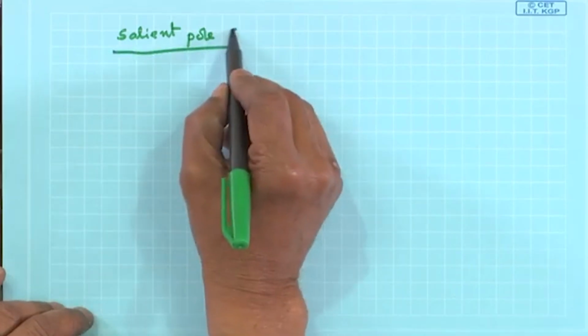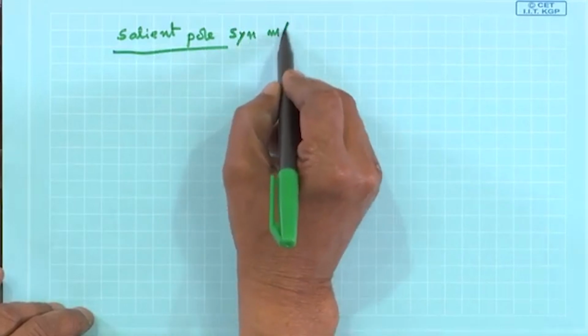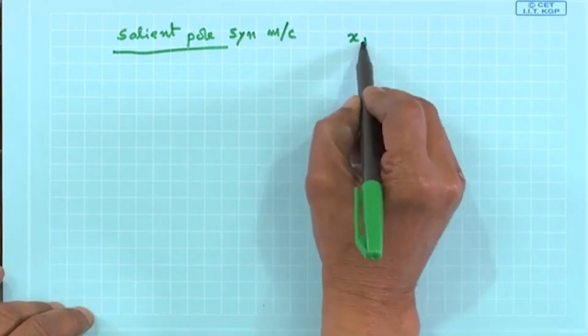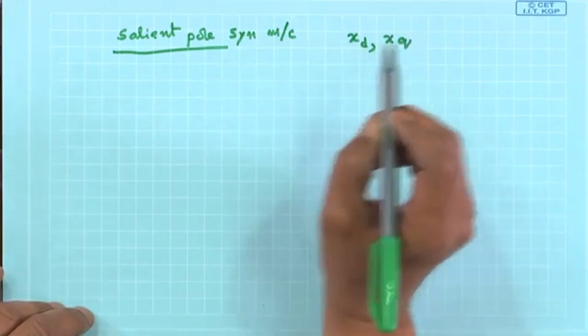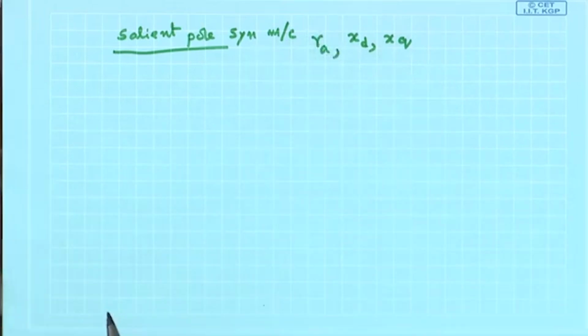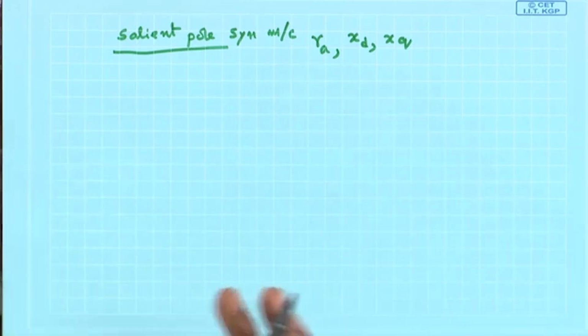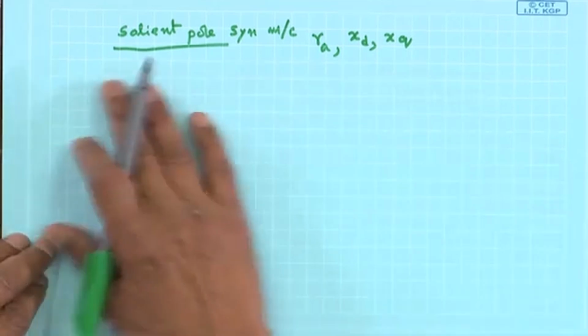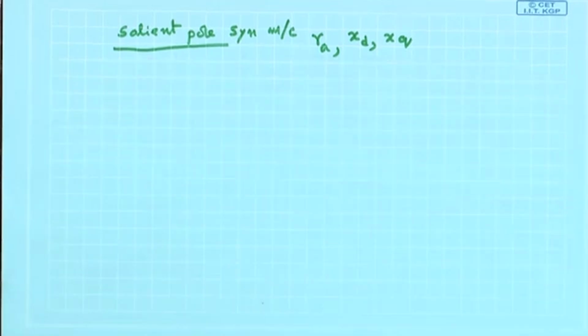And then in a synchronous machine, two reactances are of importance: Xd, Xq and Ra. Unlike a cylindrical or non-salient pole synchronous machine, where only one reactance is sufficient, that is called the synchronous reactance. Now, today first, we found out the power expression of a salient pole synchronous machine, considering it to be in generator mode. One can extend that to motor mode.